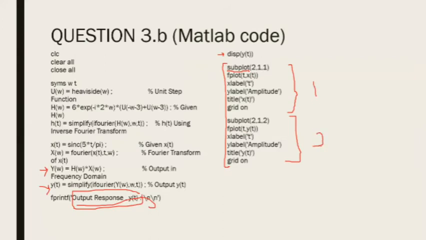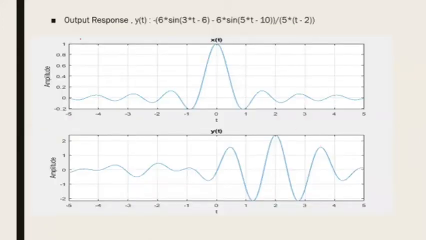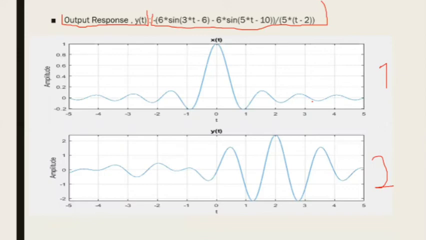Next, we move to the result of this. You can see this is what we print, the output response, and this is our y(t), and this is the first graph, and this is the second one. The first one is the x(t) graph and the second one is the y(t) graph. Both of these graphs were generated by Matlab by using the code that I just showed now.